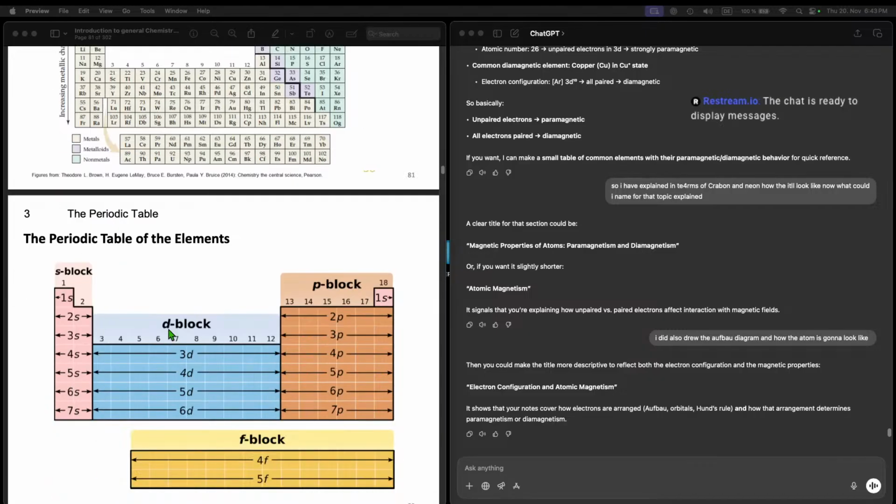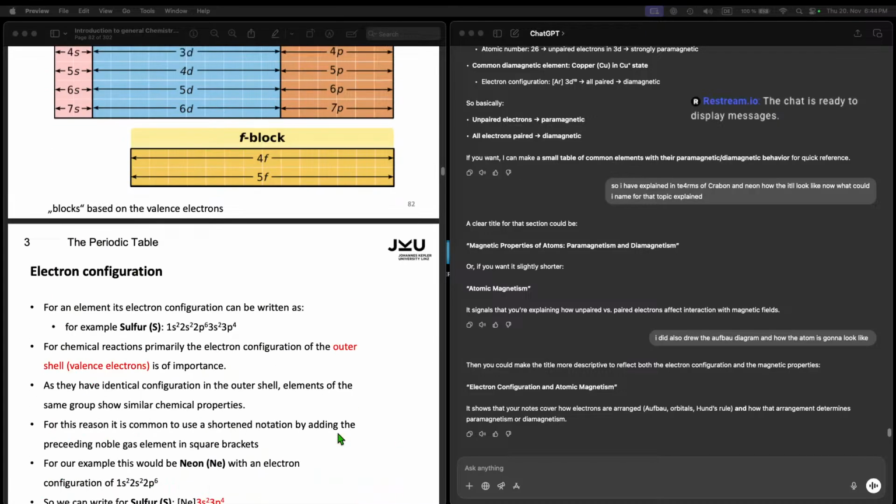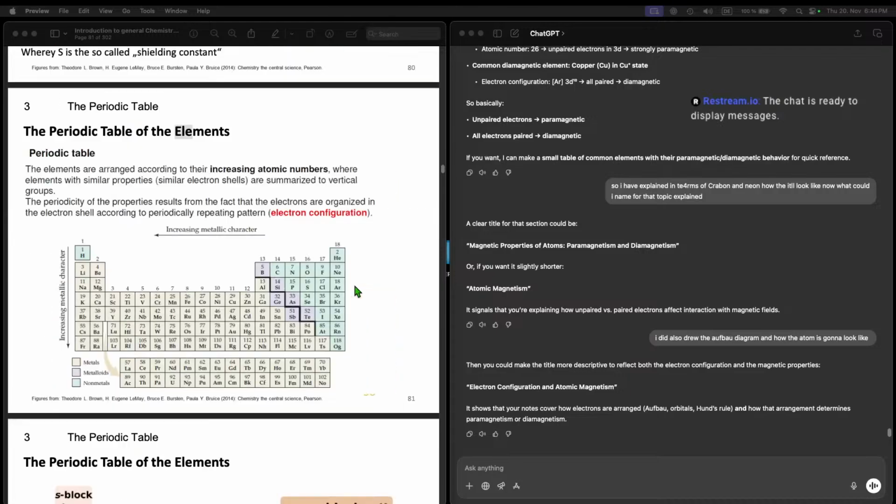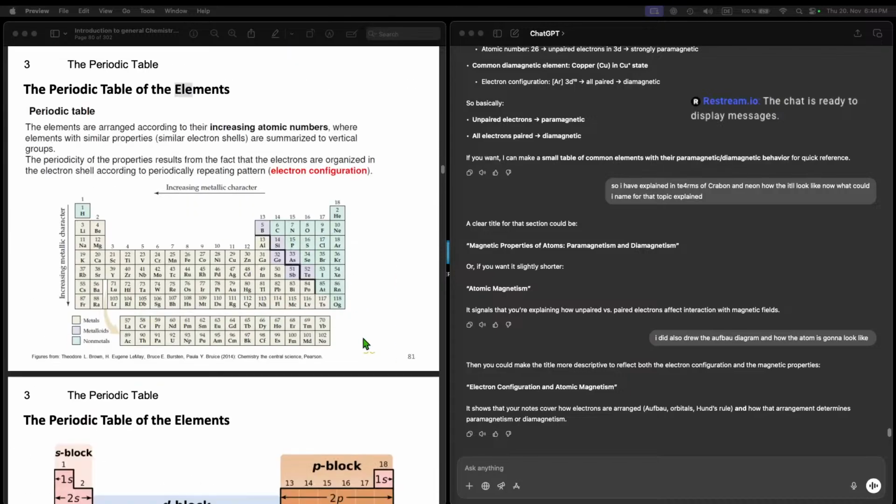So S block, D block, P block, F block. Oh, okay. These are filled on the S orbital, D orbital, P orbital, P subshell, F. Oh okay. Sulfur goes here. Yep.